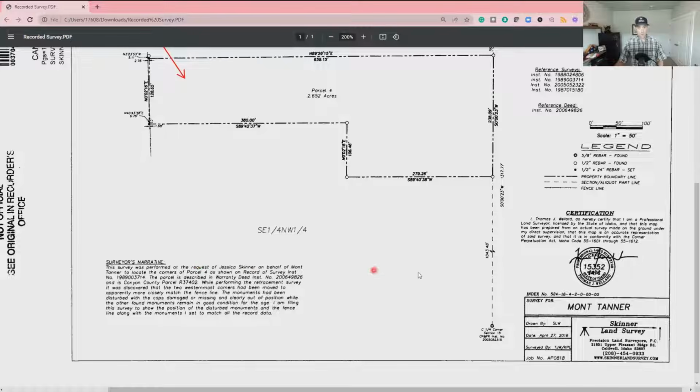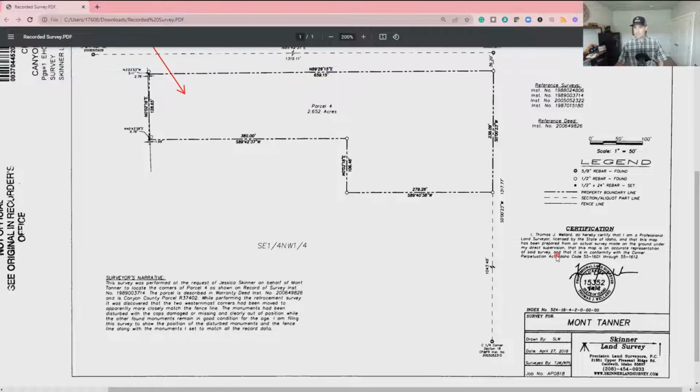So if you look over here on the surveyor's narrative, you'll see this survey was performed at the request of Jessica Skinner, of Skinner Survey, on behalf of Montana. But the actual person that did the survey is Thomas Wellard. So you see his stamp here, and that's how you reference that. This is who ordered the survey, which is Montana. Okay, so that is the legend.